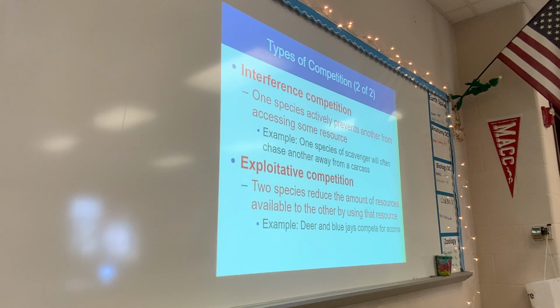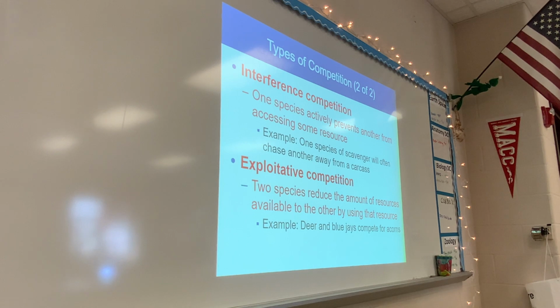So we have something called interference competition and exploitative competition. With interference competition, one species actively prevents another from accessing some resource. So it's some way blocking the other from getting the resource. One species of scavenger will often chase away another from a carcass. It's blocking the other from getting what it needs. This is a way that it is competing and blocking it from getting what it needs.